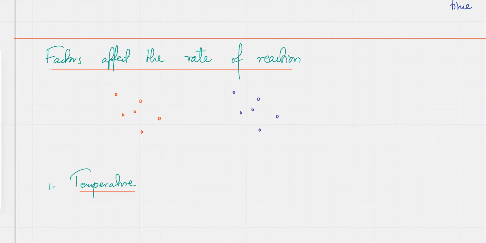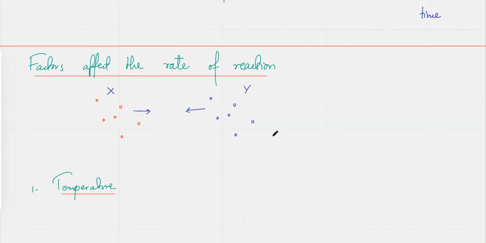These two types of particles are going to bump into each other. They're particles X and particles Y. There could be any atom or molecule, and they're going to bump into each other. And when they collide, a reaction would happen. So reactions happen due to collisions.